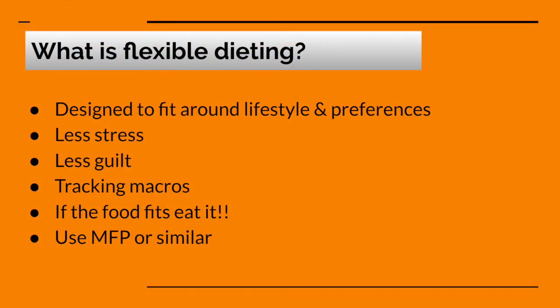So, flexible dieting is supposed to fit around your lifestyle and the food that you like to eat. That's why it's flexible. And that in itself makes it less stressful, less guilt because you can have a few things that you want to eat. All you have to do is track your macros. So, your macros are your macronutrients. Your macronutrients are your protein, carbohydrate, and fat. So you track the amount of macros that your body needs, and if the food fits, you eat it.